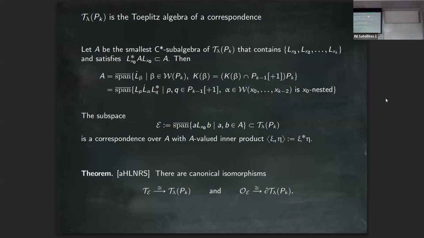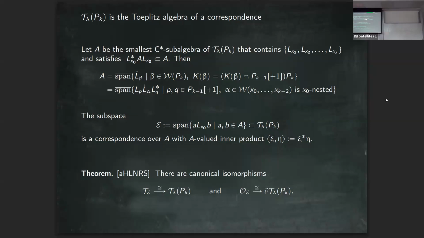So this is the image of the previous one through the plus 1 embedding. So it's a smaller subalgebra of T lambda P_k, which is really T lambda P_{k-1} plus 1. And then we sandwich it between x0 star on the left and x0. So we conjugate with x0 star and then iterate that until we get a closed subalgebra. We get a smaller subalgebra that contains the T lambda P_{k-1} plus 1 and is closed under conjugation by x0. They can be characterized in other ways.